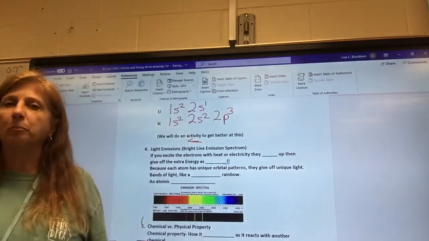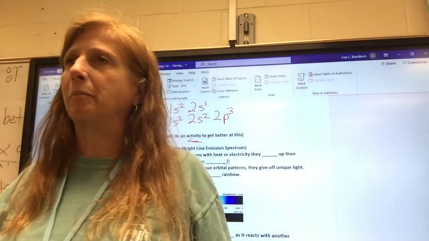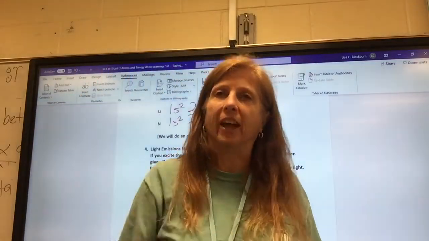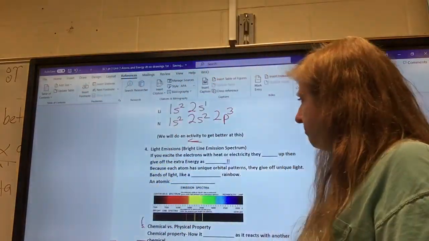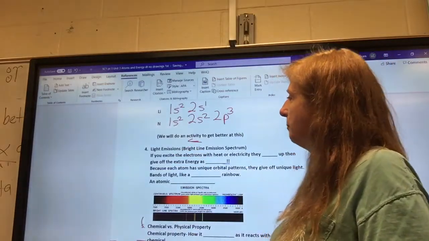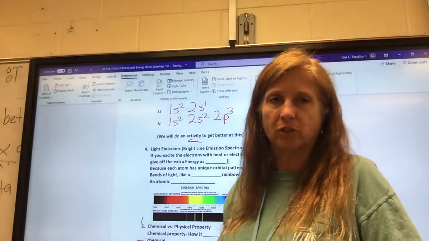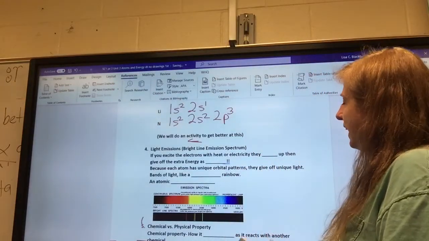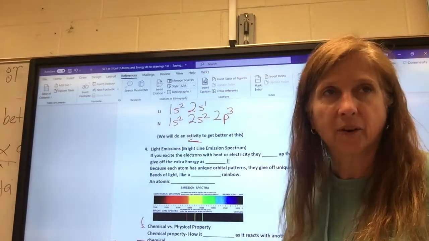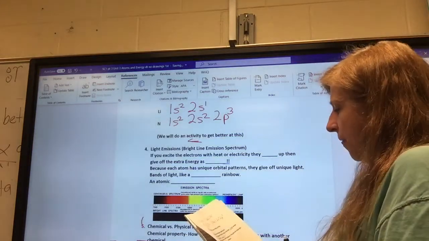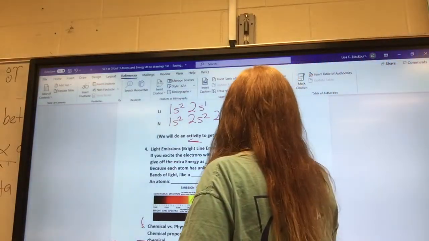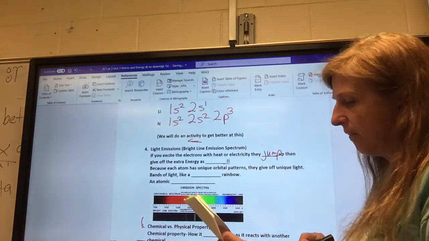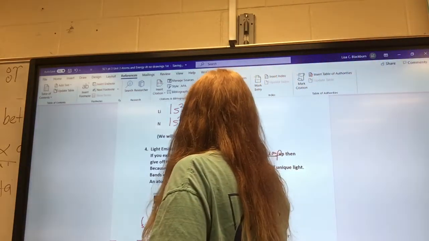All right, so our next important thing is light. Remember in our video, where the electrons would jump off and give the extra energy off as light? Okay, this is called light emissions or bright line emission spectrum. What it is, if you excite electrons with heat or electricity or a bunch of other ways that we're going to do in lab, they will jump up to another orbital and give off the extra energy as light.